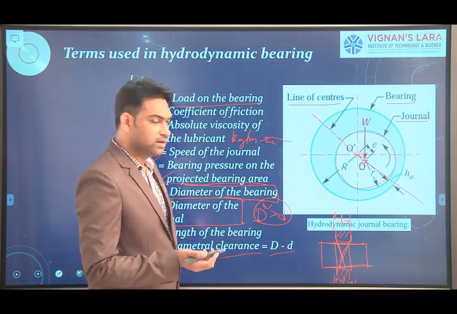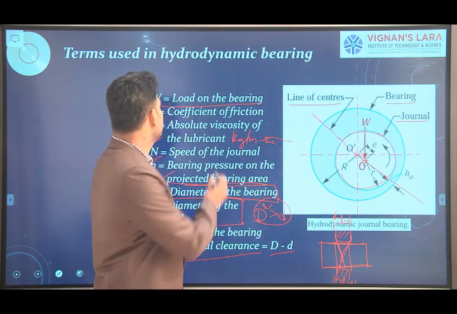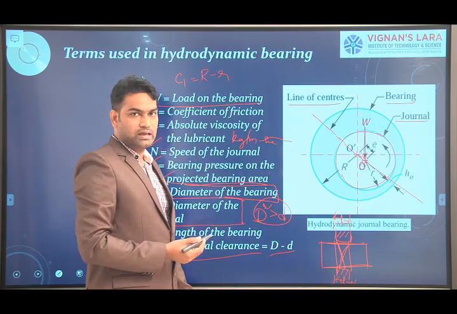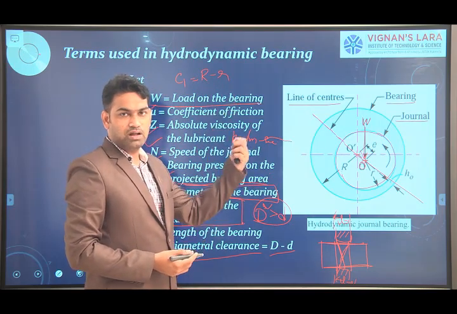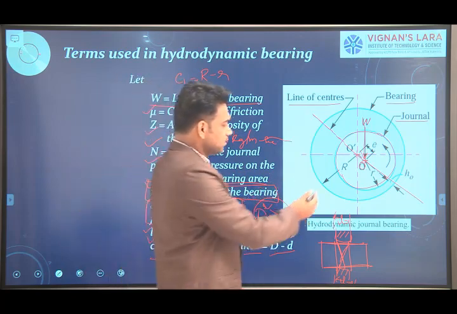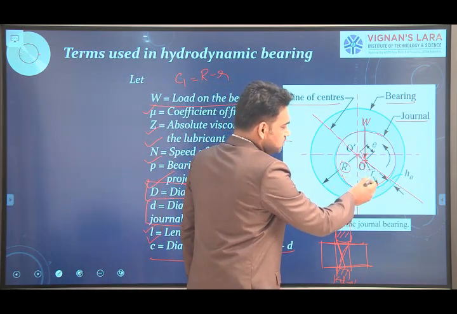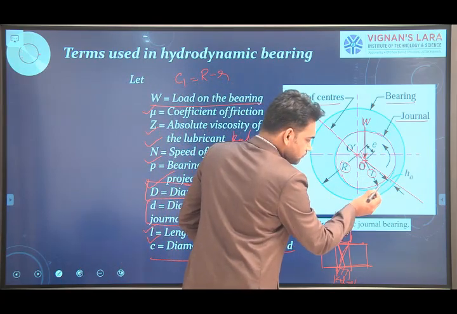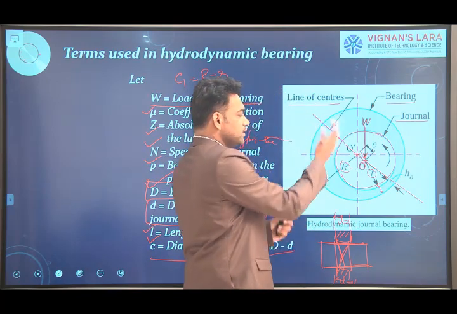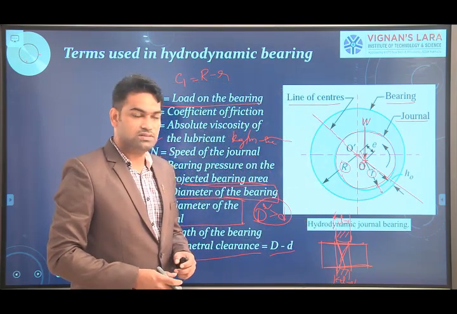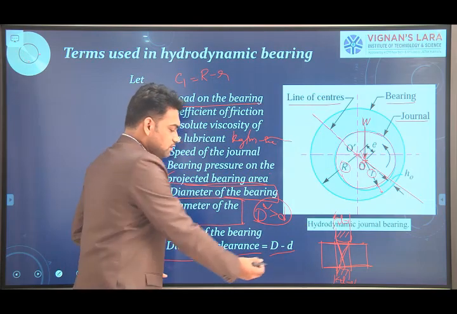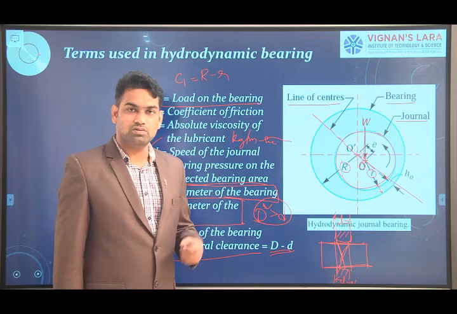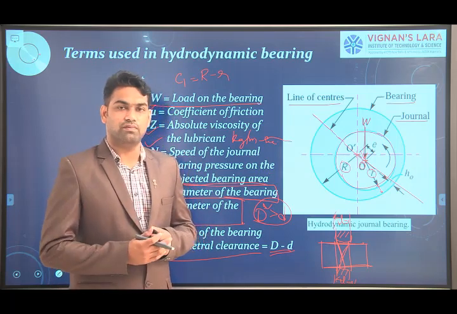We can also write a radial clearance, denoted by C1. Radial clearance is given by capital R minus small r, where capital R is the radius of bearing and small r is the radius of journal. So capital R is denoted here, as well as small r. That will represent a radial clearance. If it is a diameter clearance, we take the clearance on both sides, and that is given by capital D minus small d. Clear? These are the terms we need to remember. These terms we can also use for the design of journal bearing.